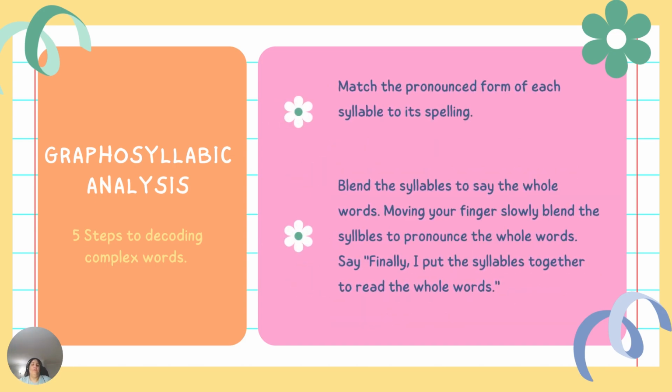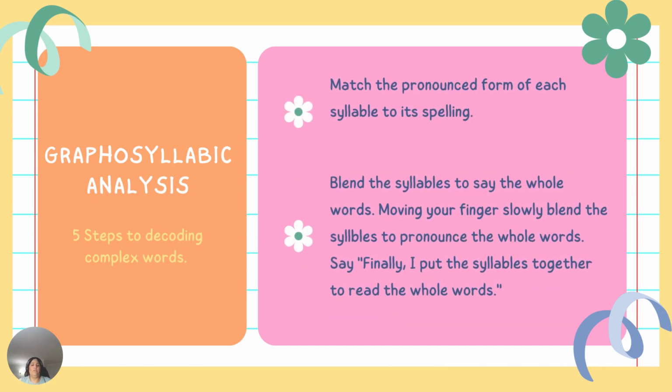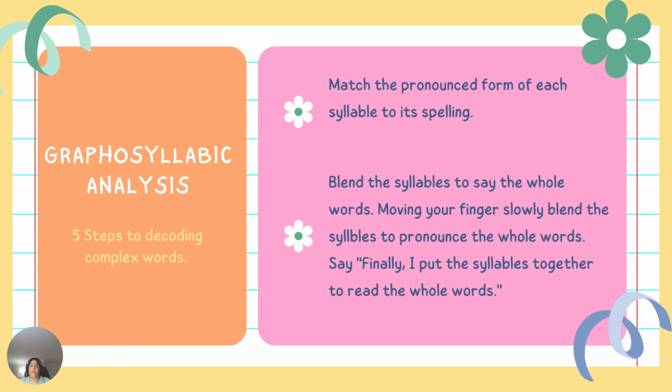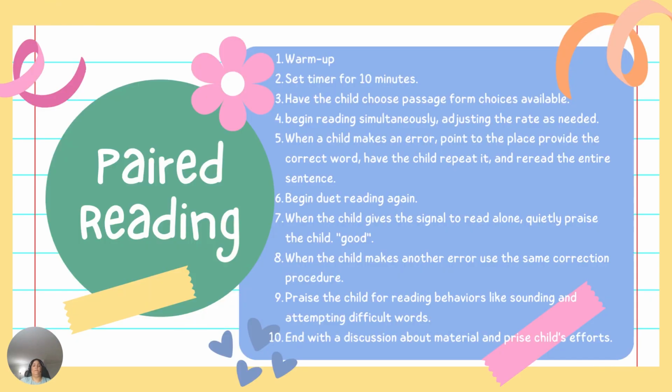Number 4 will be match the pronounced form of each syllable to its spelling. And 5 will be blend the syllables to say the whole words. Moving your fingers slowly, blend the syllables to pronounce the whole words. Say, finally, I put the syllables together to read the whole word.